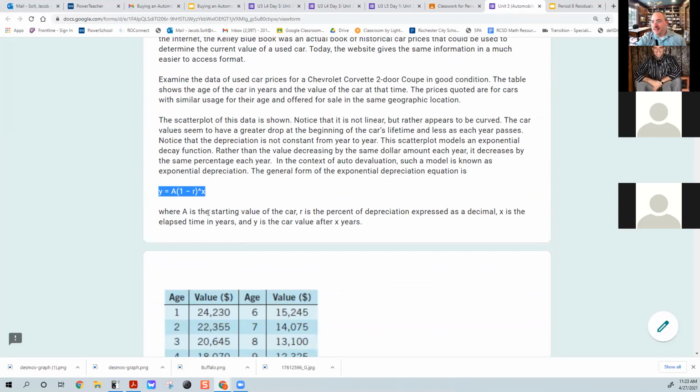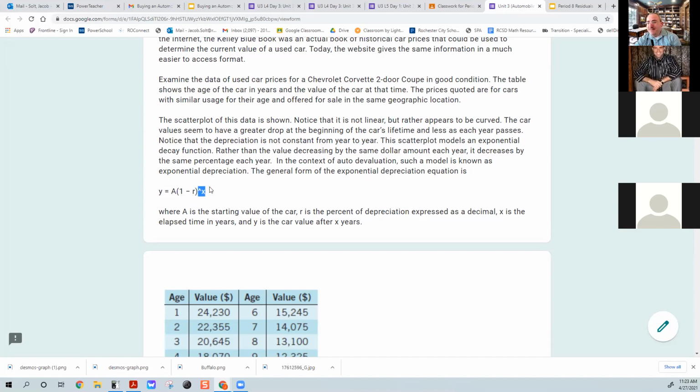And this little formula here is the general look of an exponential depreciation. We have y equals a variable, times the expression 1 minus r. R is the rate expressed as a decimal out of 1, and then x is an exponent. This is so important. This little caret, I was missing that last time. This little caret makes this an exponential function.